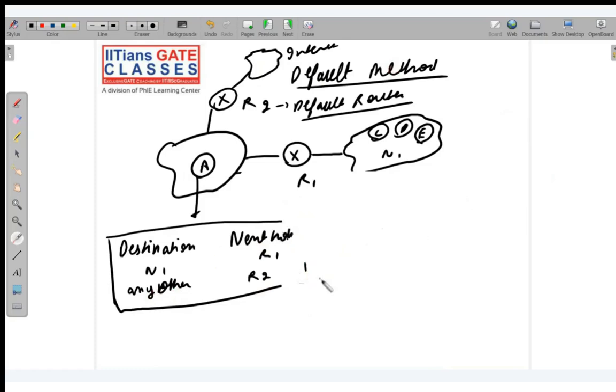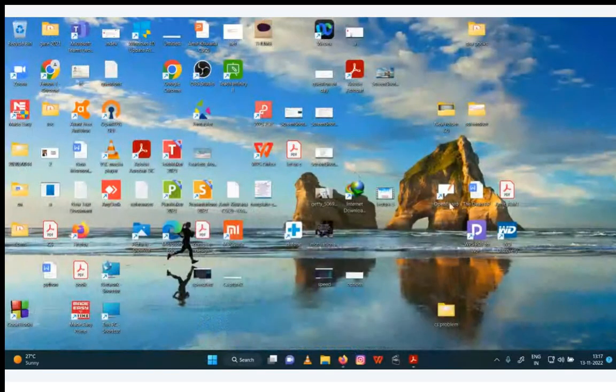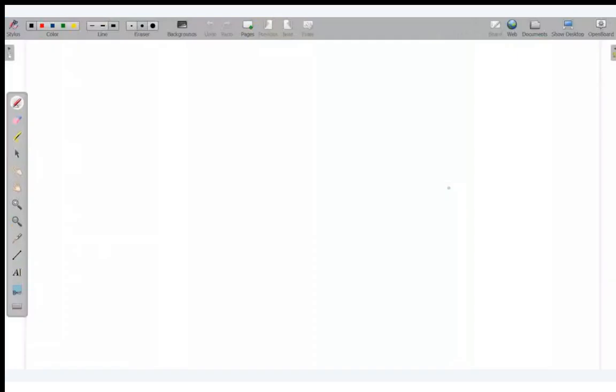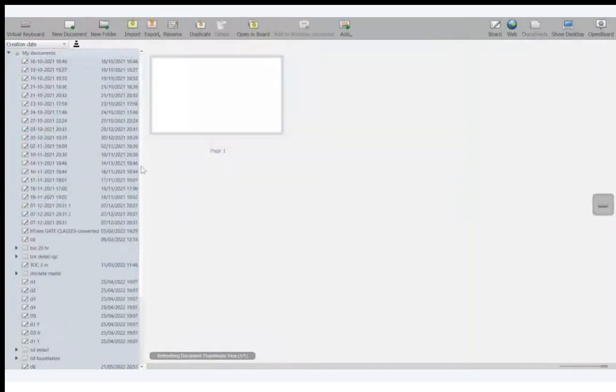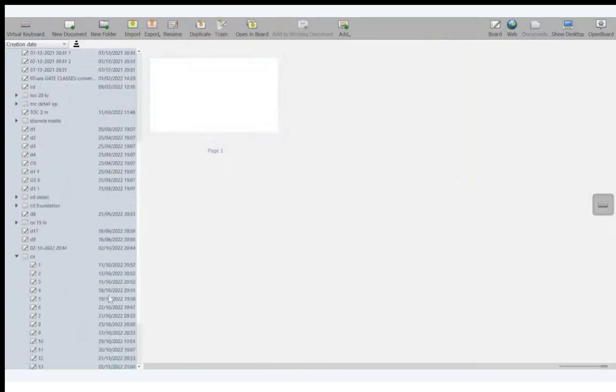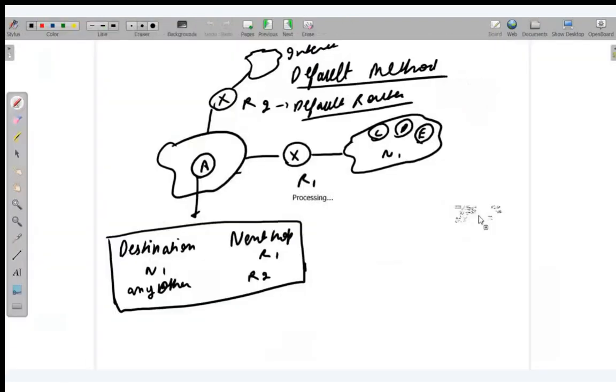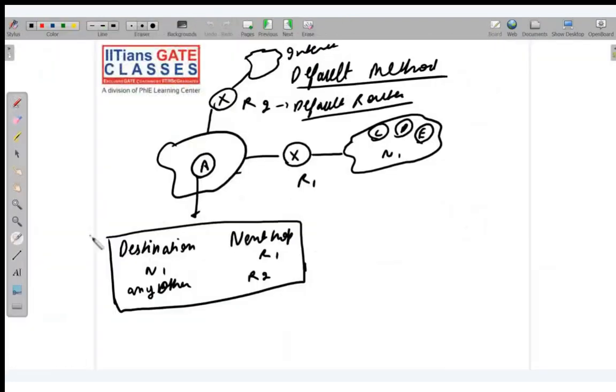I do not know why this software is behaving like that. So let me just quit it and again start it. Yeah, so now I think it's okay. Yes, it's okay now.